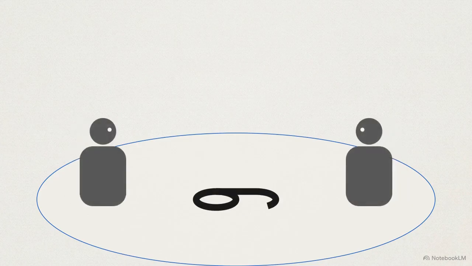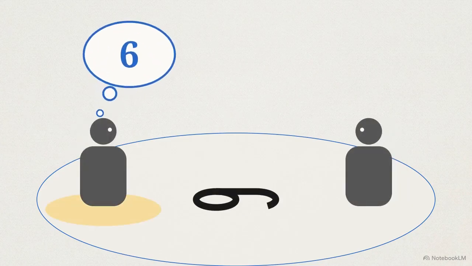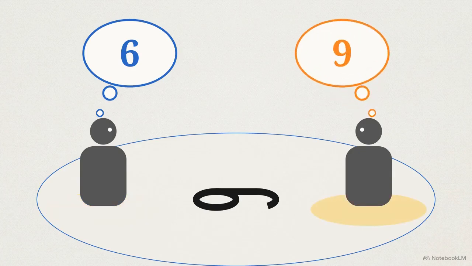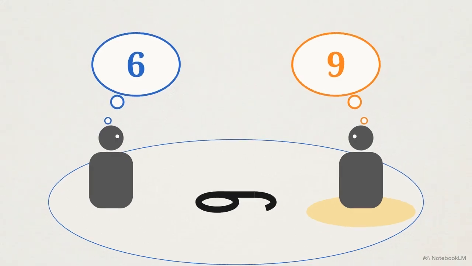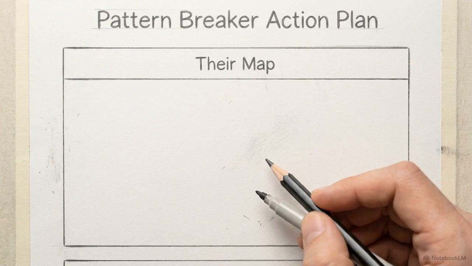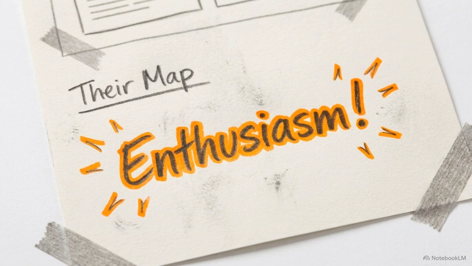Look at this diagram. A core assumption of NLP is that the map is not the territory. We move through life responding to our internal map, not an objective reality. What's a 6 to one person is a 9 to someone opposite. Execute step 2 right now. Write down how the other person, or even your own subconscious, might view the exact same situation. For example, their map might be, interrupting quickly shows enthusiasm and engagement with the ideas.